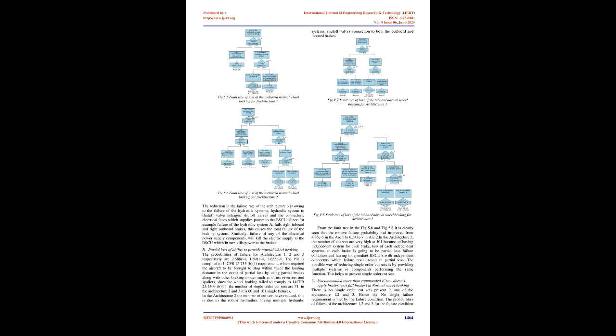The reduction in the probability of failure of architecture 2 is due to the presence of the single-order cut set consisting of the main shuttle valve. This can be seen in the fault tree under loss of command/failure to apply brakes.